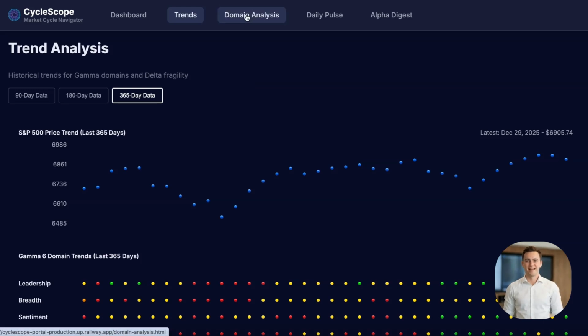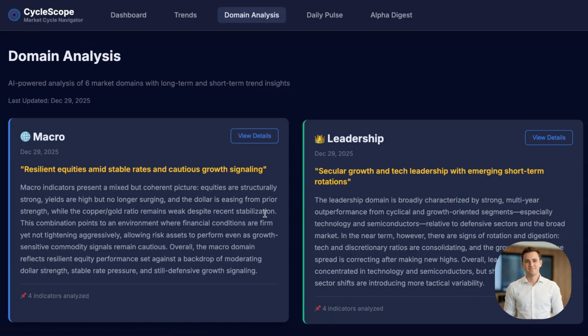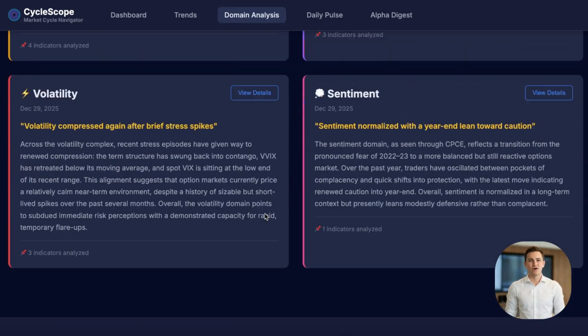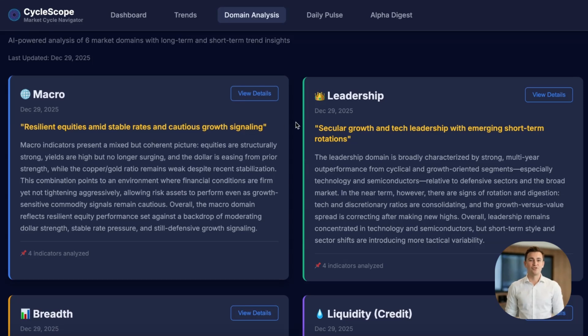Next, domain analysis. This is where you deep dive into each of the 6 domains. 6 cards, 1 for each domain. Each card gives you a snapshot of that domain's health. Let's pick one. I'll choose leadership.